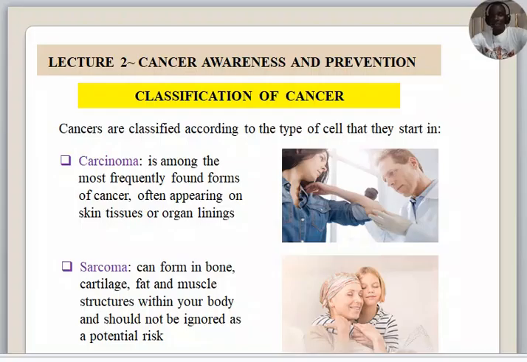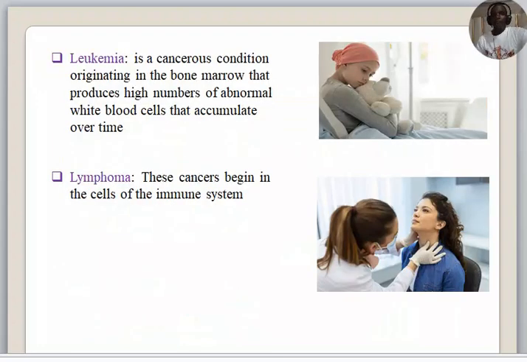Then we have the sarcoma. Sarcoma can form in the bone, cartilage, fat, and muscle structure within your body and should not be ignored as a potential risk. We have leukemia, on the other hand. Leukemia is a cancerous condition originating in the bone marrow that produces a high number of abnormal white blood cells that accumulate over time. Lastly, we have lymphoma. This cancer begins in the cells of the immune system.